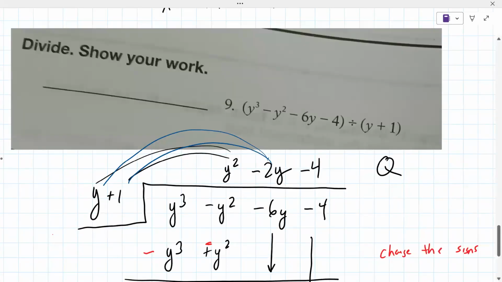This is what's called the quotient. That's the answer: y squared minus 2y minus 4.